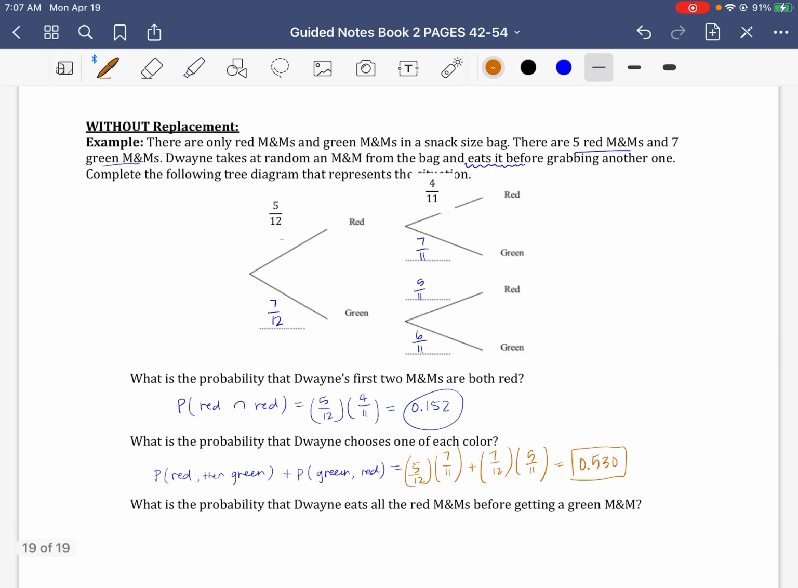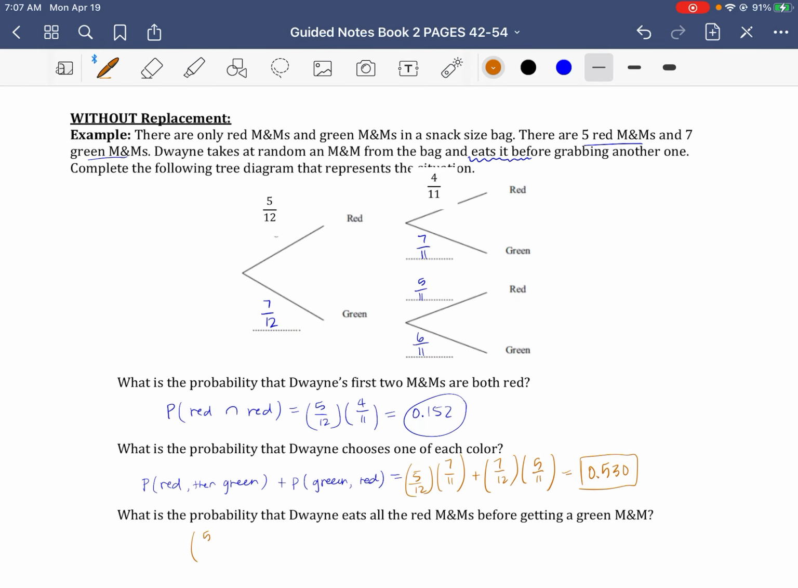Lastly, what's the probability that Dwayne eats all the red M&Ms before getting a green? So this isn't all on our tree diagram, but if you think about this, if he's going to get all red M&Ms, that means a red, a red, a red, a red. So if he gets a red on the first one, that is on our tree diagram, we can see that 5/12. Then if the next one would be red, that would be 4 out of 11.